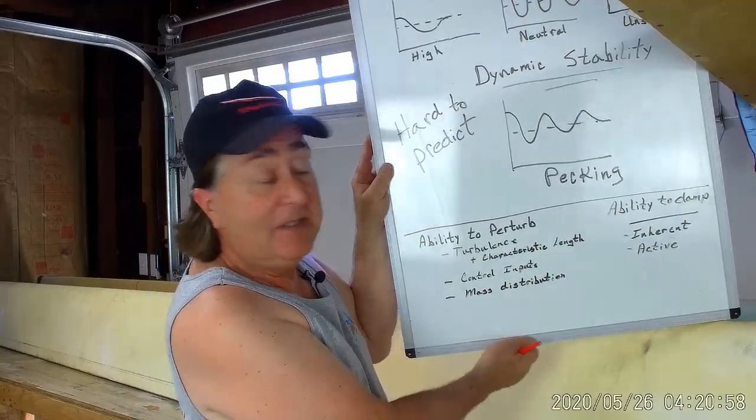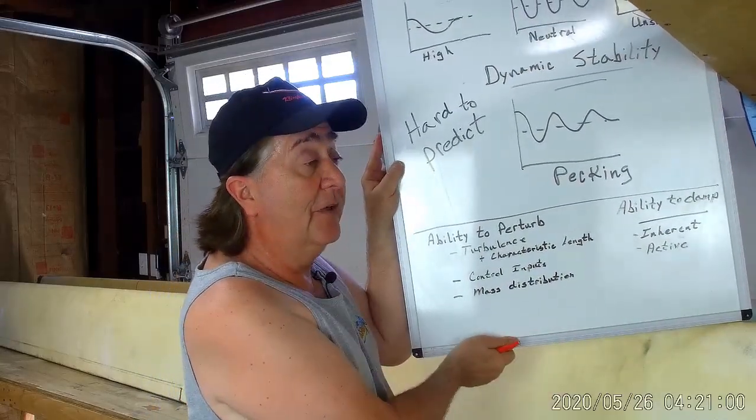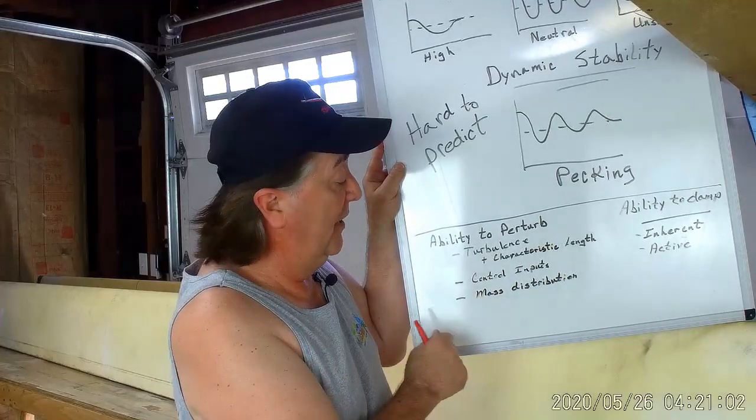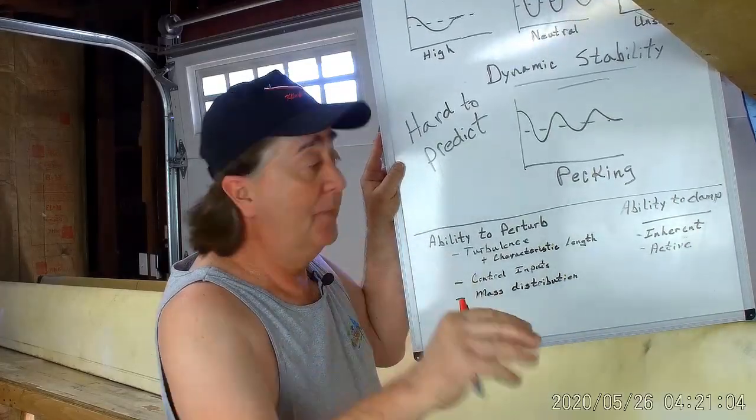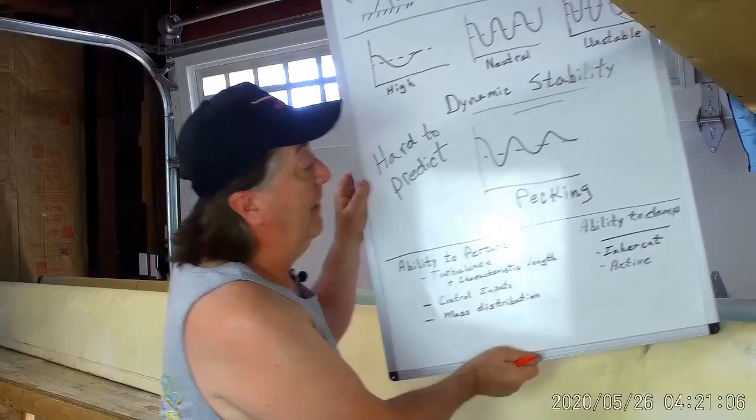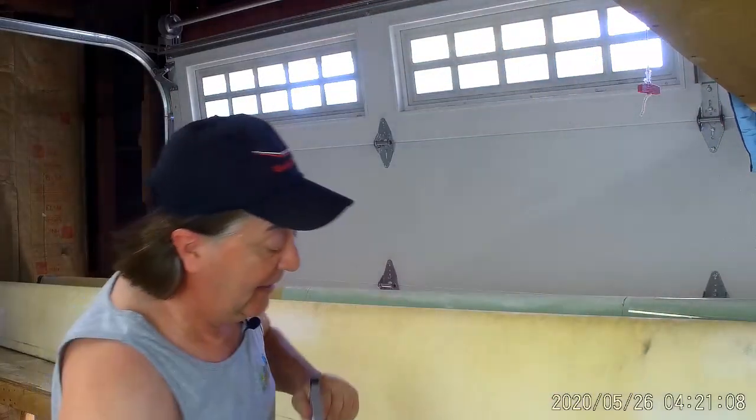So with flying wings, not uncommon. Flying wings that are ultralight or sailplanes, not uncommon to run into turbulence that will cause the pecking to get started. So now, what else can I tell you about this?